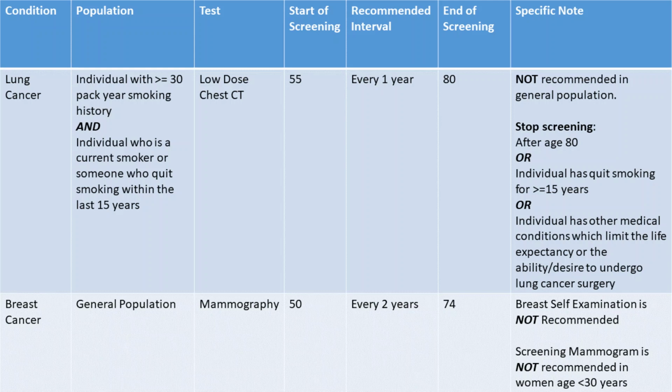All the general population is screened with mammography beginning at the age of 50 years. The screening interval is 2 years, and we stop screening after the age of 74.